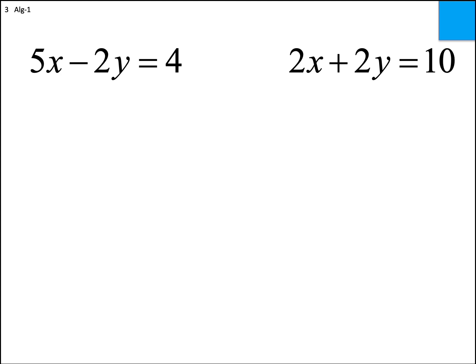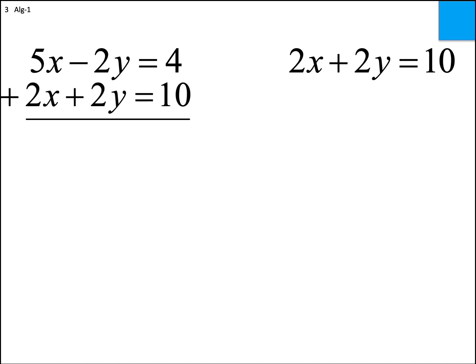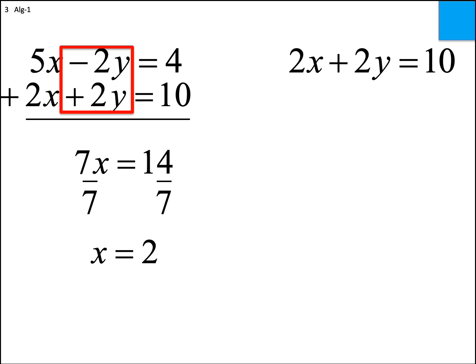This one's blue. Let's do one more together. All right, here we go. Okay, step number 1, stack the equations. Step number 2, add. That gives me 7x. That's going to give me 0. That's going to give me 14. Notice the y's got eliminated. Solve this equation. X equals 2.